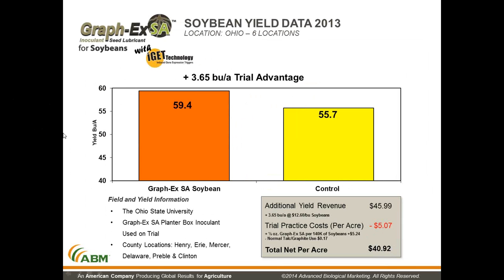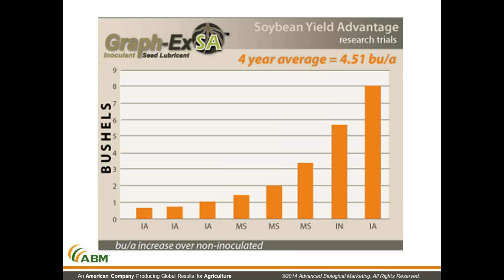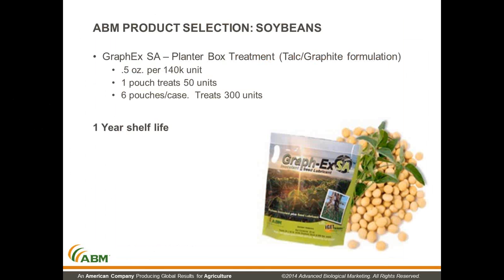But across the ABM, across the U.S., our 4-year average, we're finding a 4.51 bushel yield advantage. The Graphex SA contains those 3 Brady rhizobium strains, plus the SA means we've also added the fungi trichoderma. So it interacts with the soybean plant. This is the same as what it was when I was talking about corn. So actually, this product here is a 4-way. You get 3 Brady rhizobium and 1 trichoderma in the packet.